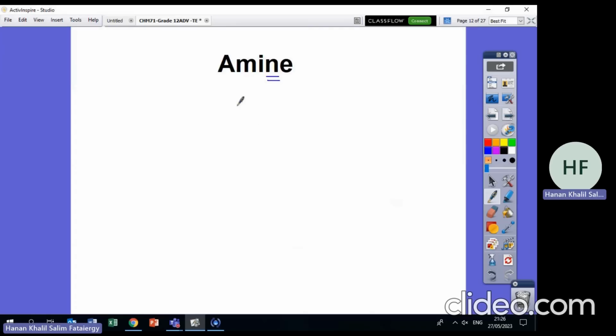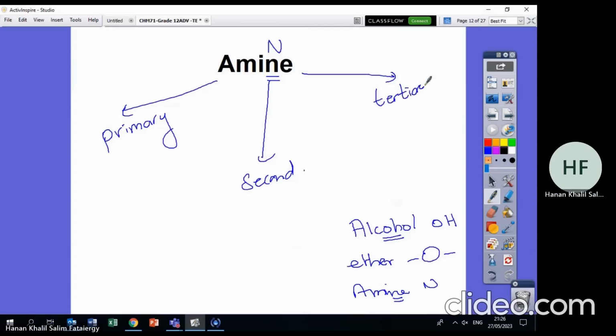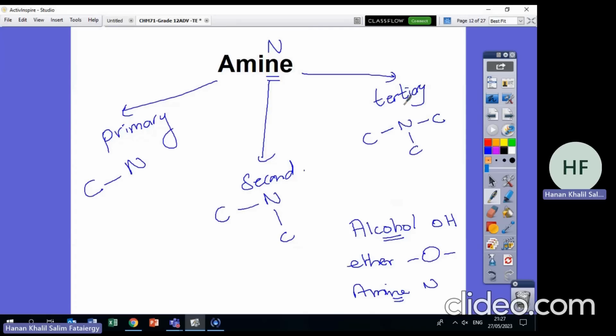Now amines have nitrogen. Let's revise. Alcohols, what do they have? Alcohols have the OH group. Ethers have oxygen. Now amines, what do they have? They have nitrogen. The N letter is in their name, meaning they contain nitrogen. Similar to the alcohols, amines are of 3 types: primary, secondary, and tertiary. If the nitrogen is connected to 1 carbon, this is primary. If the nitrogen is connected to 2 carbons, this is secondary. If the nitrogen is connected to 3 carbons, this is tertiary.